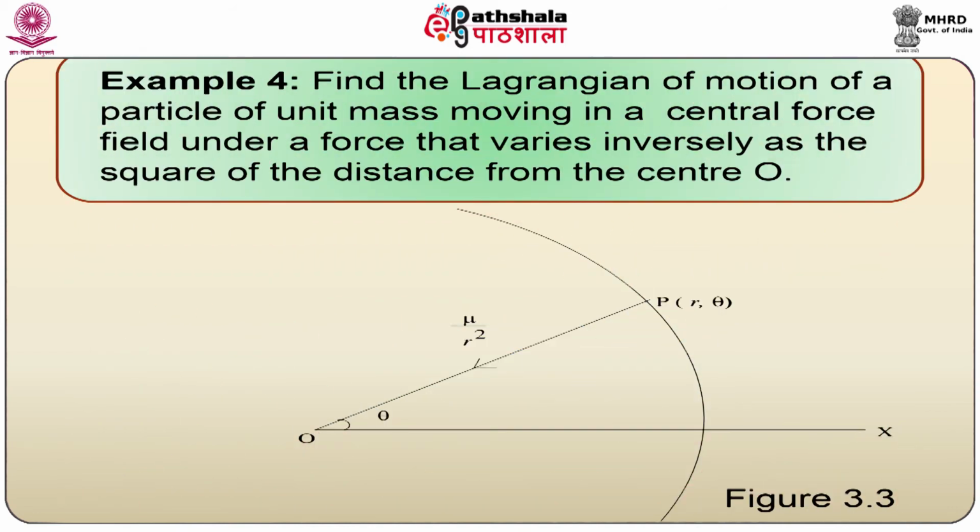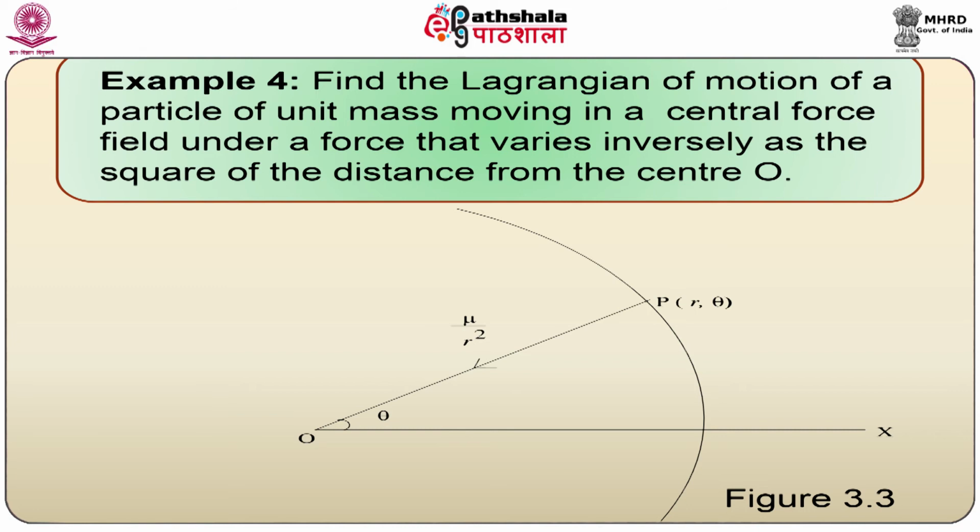Let us consider the next example. Find the Lagrangian of motion of a particle of unit mass moving in a central force field under a force that varies inversely as the square of the distance from the center O. From figure 3.3, you can find the sketch of the physical problem. O is the origin, OX is the initial line, P(r, θ) be the position of the particle in a central force field at any time t.